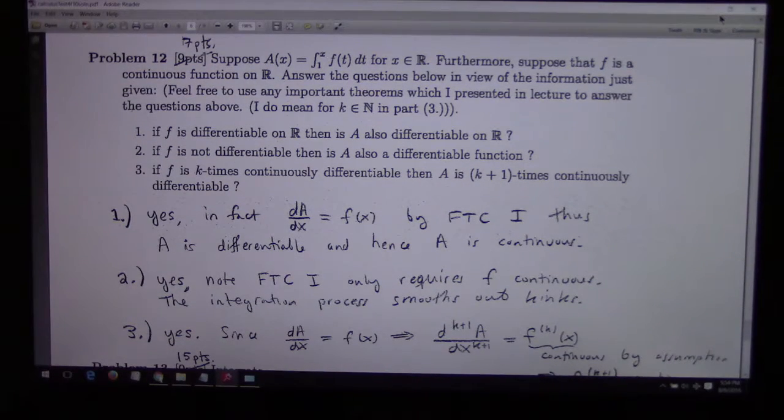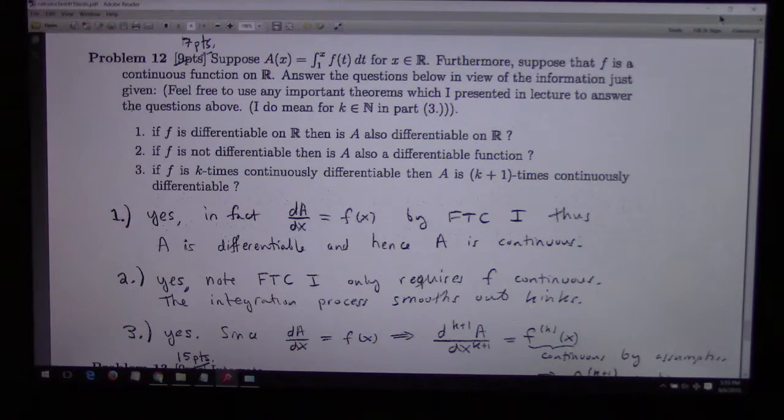A challenge theory question of sorts. Suppose A of x is the area function based at 1 for f, all right? And we're given f is continuous on the reals. Answer the questions below in view of the information just given. Feel free to use any important theorems which I presented in lecture to answer the questions above. I do mean that k is a natural number in part 3. If f is differentiable on the reals, is A also differentiable on the reals?